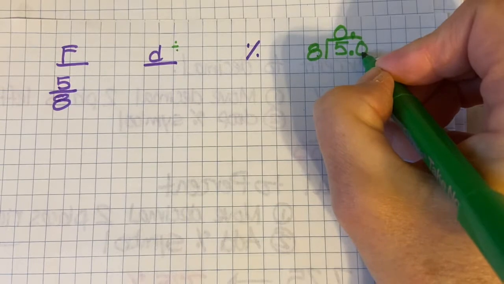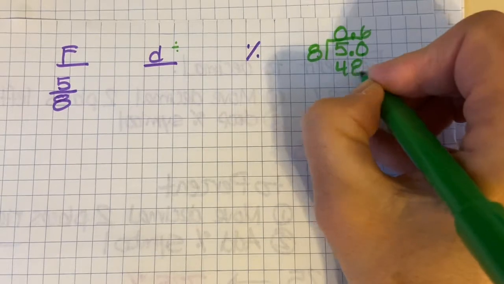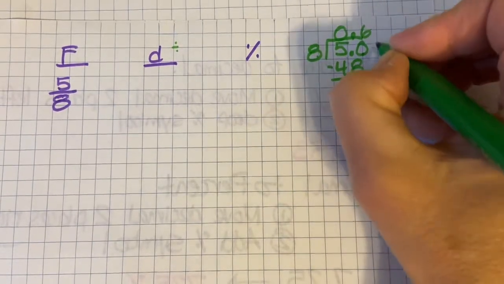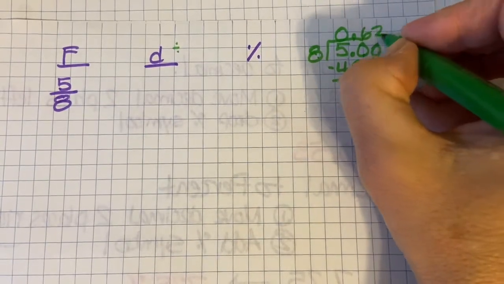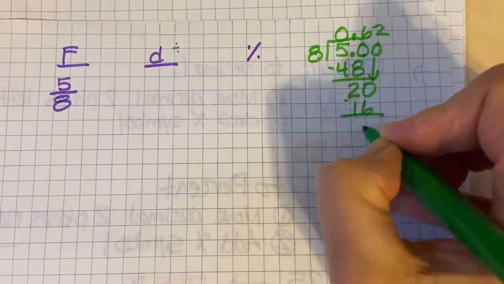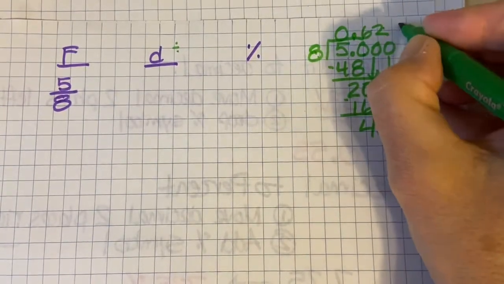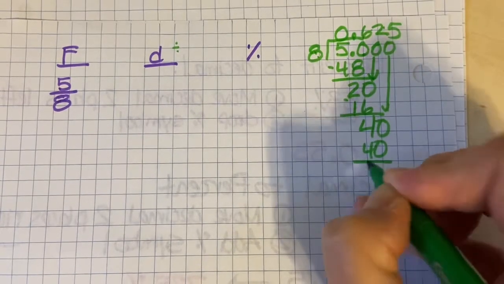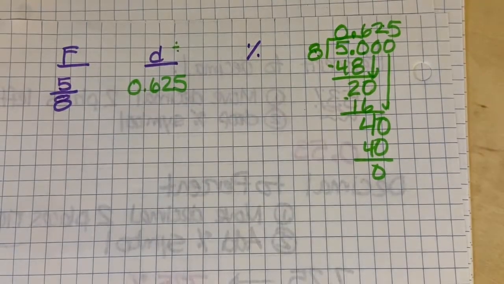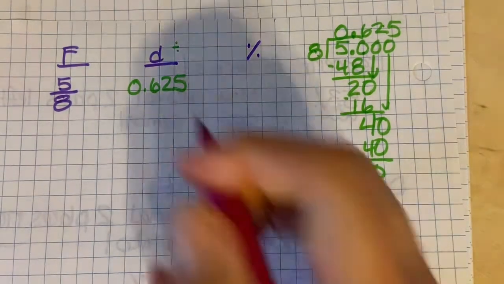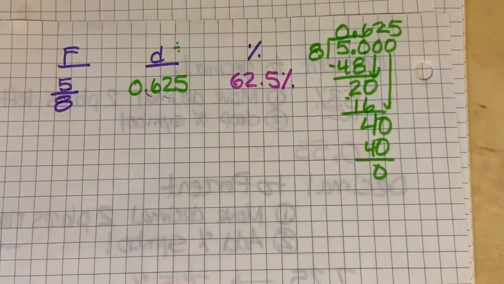8 goes into 50, 6 times. 6 times 8 is 48. Subtract, I get 2. I'm going to bring down another 0. 8 goes into 20 twice. 2 times 8 is 16. I get 4, almost there. 8 goes into 40 5 times. 5 times 8 is 40. So my decimal would be 0.625. That means my percent, I'm going to take my decimal and move it 2 places. It would be 62.5%. Okay?